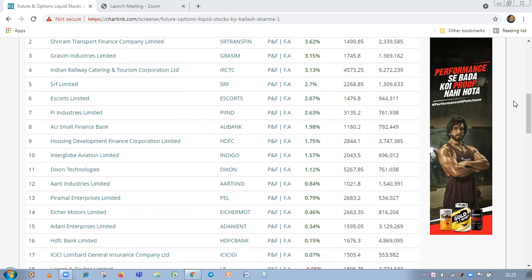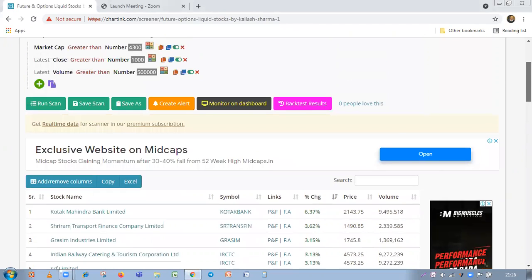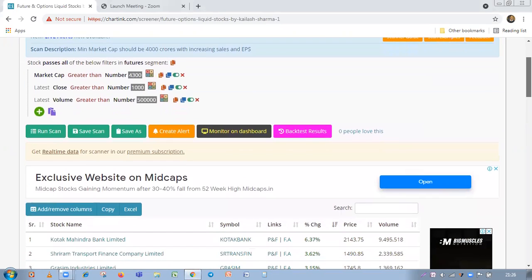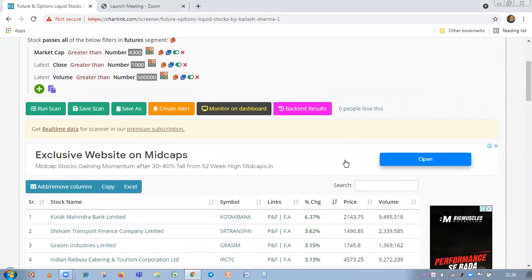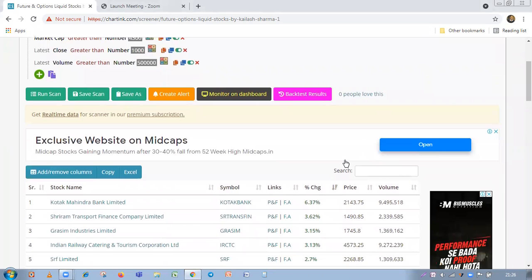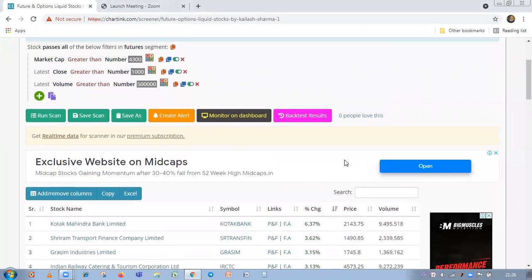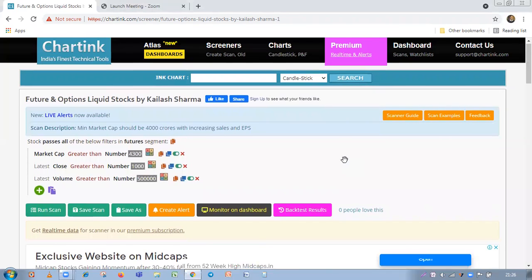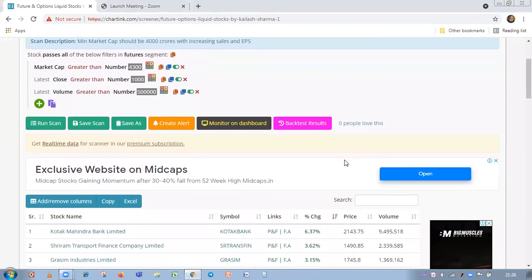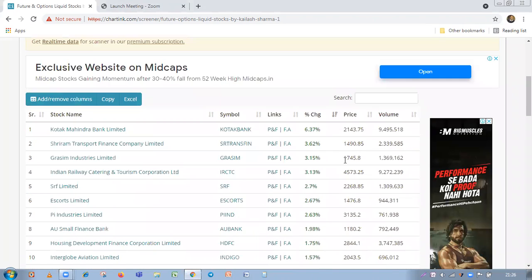Friends, I will show you how we can study breakout on 10 days time frame with 30 minutes chart. So I have opened future and option liquid stocks screener. So friends, first of all, you will open this screener after market opens, and you will try to find the stocks, and by 9:30 you will get limited 2-3 stocks.